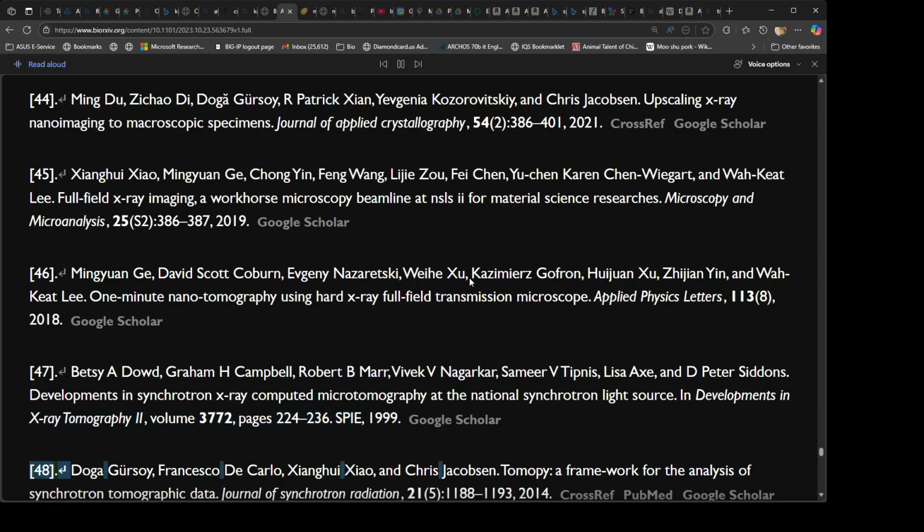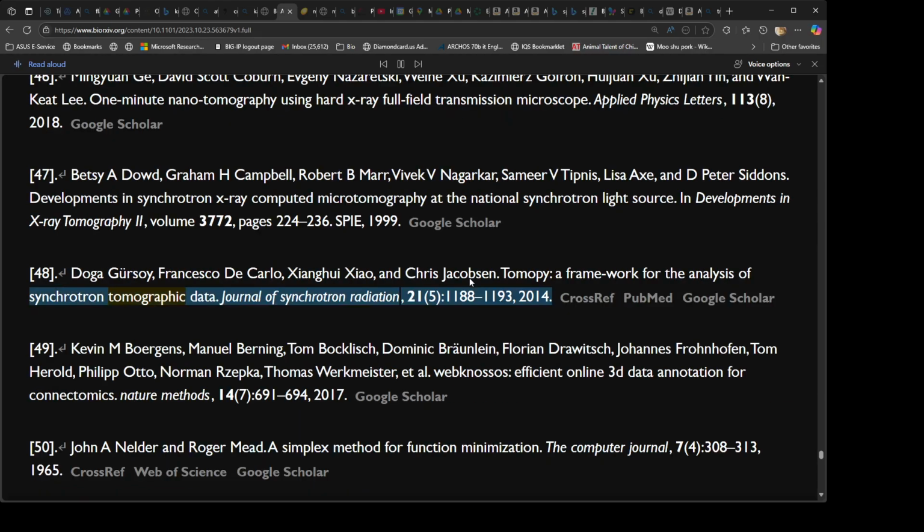Daga Gersoy, Francesco da Carlo, Xianghui Xiao, and Chris Jacobson. Tomopy, a framework for the analysis of synchrotron tomographic data. Journal of Synchrotron Radiation, 21, 1188-1193, 2014. Cross-ref PubMed Google Scholar. 49.